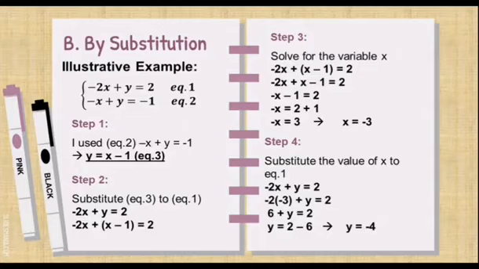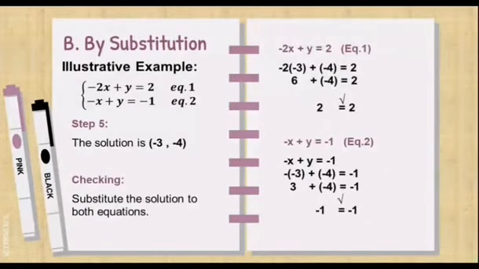Step number 4. Substitute the value of x into equation 1. Again, equation 1 is -2x plus y equals 2. Substitute x with -3, so we have -2 times -3 plus y equals 2. -2 times -3 is 6, plus y equals 2. And then adding -6 to both sides, we have y equals 2 minus 6, or y equals -4. Step number 5. The solution is (-3, -4). The value of x is -3 and the value of y is -4.